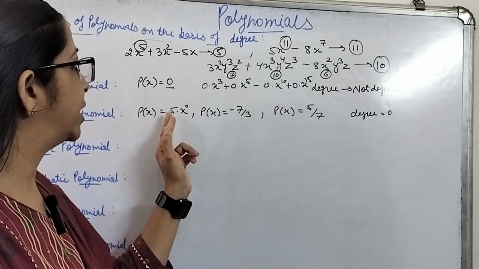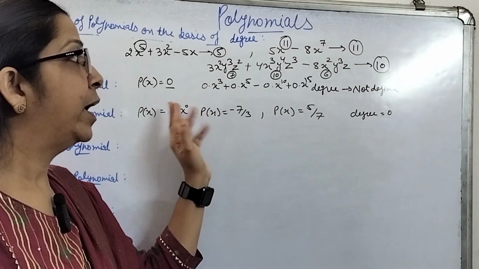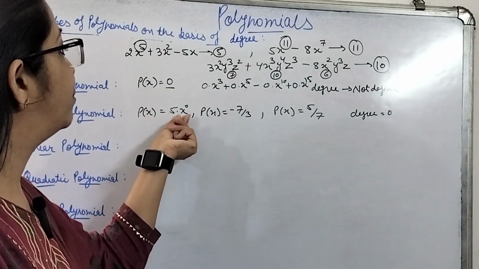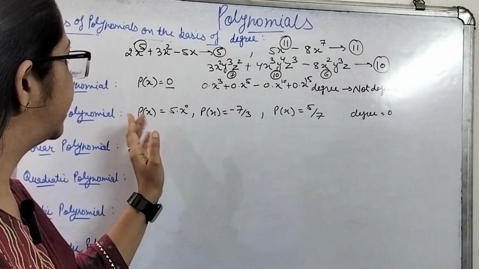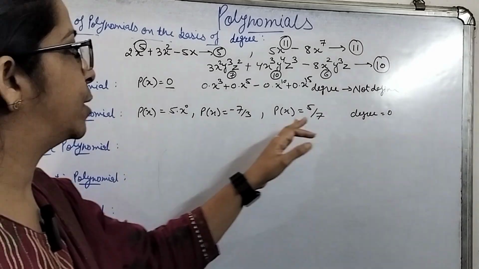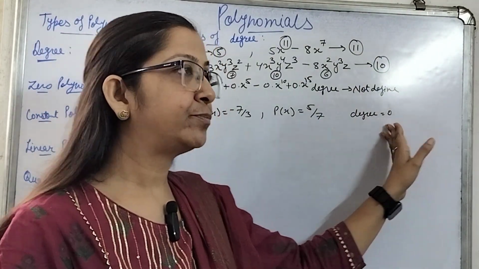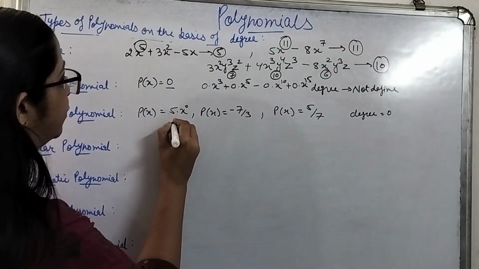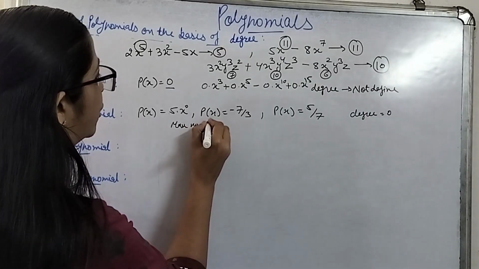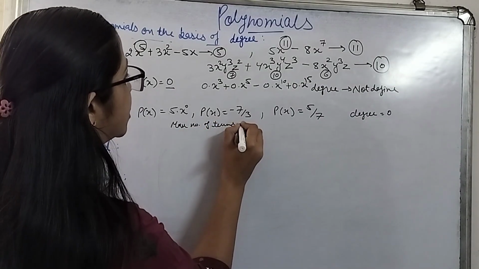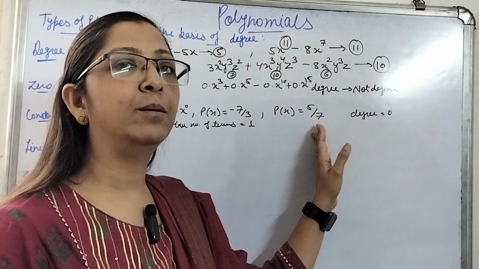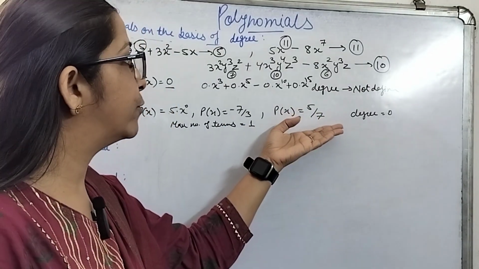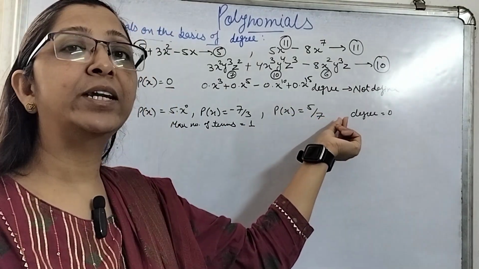So it could be written as 5 into x raised to the power 0. And as we are saying, degree is the power of the variable, and the power of the variable over here is 0. That's the reason the degree of a constant polynomial is 0. And the maximum number of terms in a constant polynomial will be 1. There could be only one term in a constant polynomial because there won't be any term with the variable x.